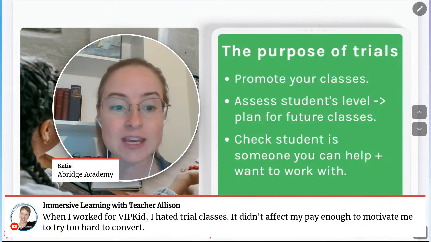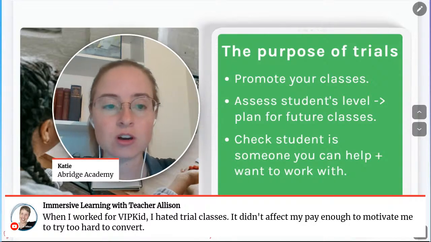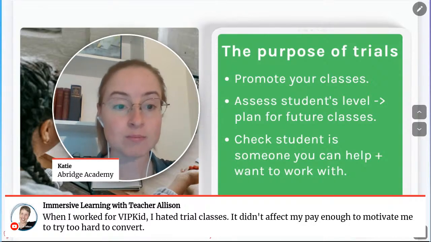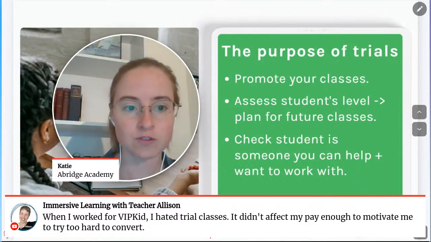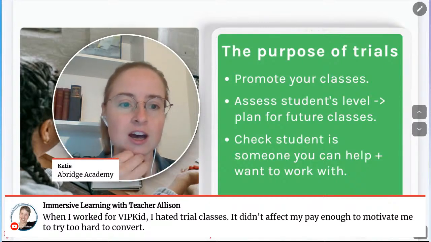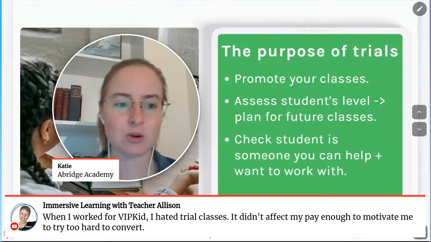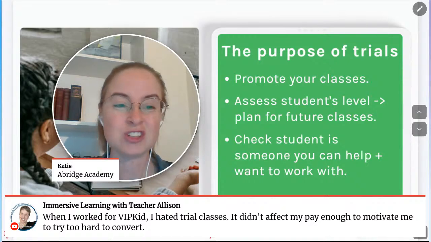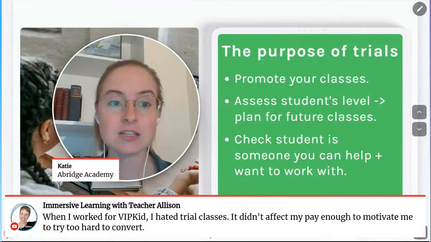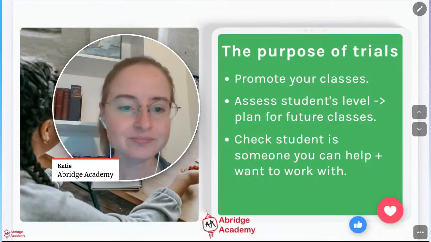Alison saying, when I taught with VIP kid, I hated trial classes. Me too. They used to terrify me. I used to be so scared going into a trial class because, like with Powerfish, when I taught with them before, this affects my conversion rate. They track the conversion rates. And if you don't get a good enough conversion rate, then you might not get any more students. And the pay is a little bit lower. You get bonuses if you convert the student, but otherwise your pay is a bit rubbish. So they terrified me. Alison saying, it didn't affect my pay enough to motivate me to try too hard to convert. Yeah. Some companies did give financial incentives to try and help with that, but yeah, exactly.